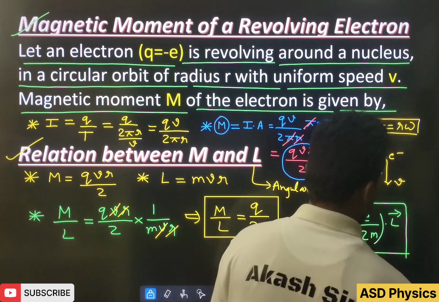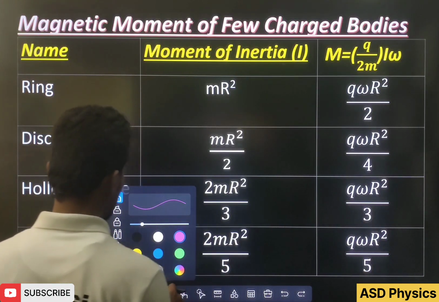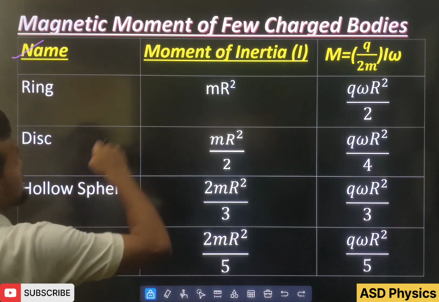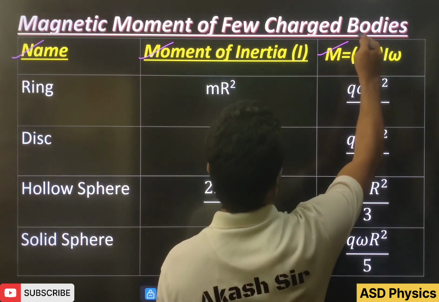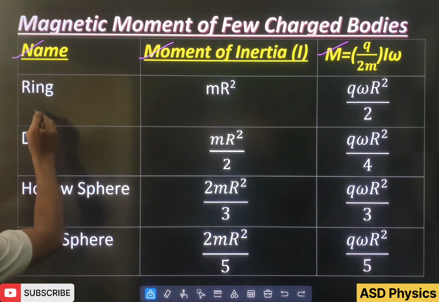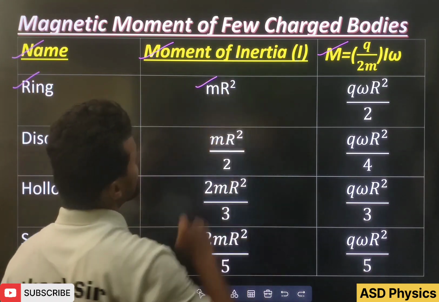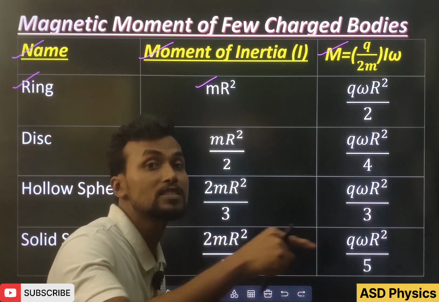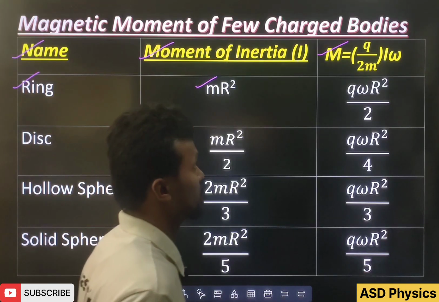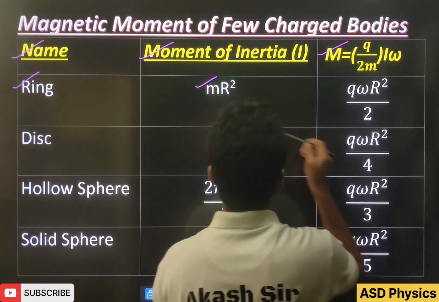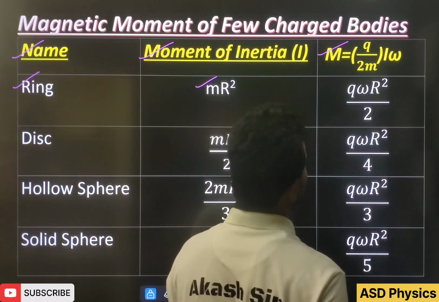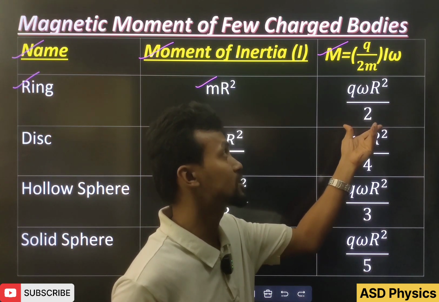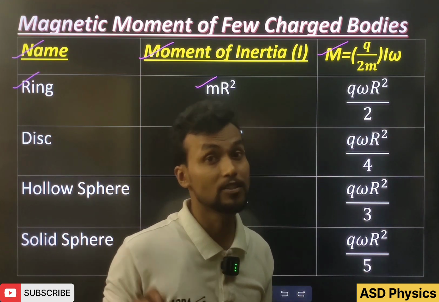Now let's see here students, this is one table you should remember, magnetic moment of a few charged bodies. This side the name of the bodies, this side the moment of inertia, and this side the magnetic moment. For the ring, moment of inertia will be mr square, where m is the mass and R is the radius, when the axis is passing through the center of mass and perpendicular to the plane of the ring. In this situation, Q by 2m, value of I is mr square, so small m cancels out, and we get the magnetic moment Q omega R square by 2. Q is the charge on the ring, uniformly distributed.